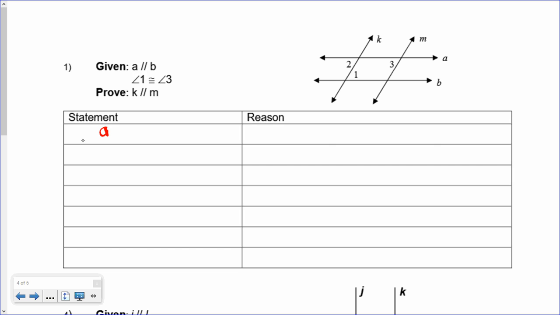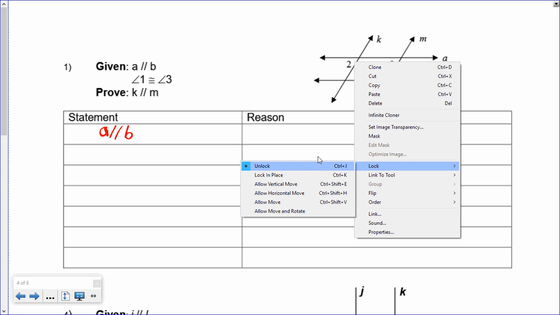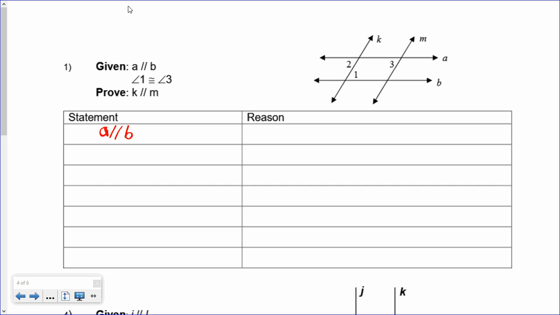We're going to start with the first given. Right, and I know that because it was given. Remember, the way that you work through a proof is you write down the given, and then you tell me what you can conclude immediately after that.